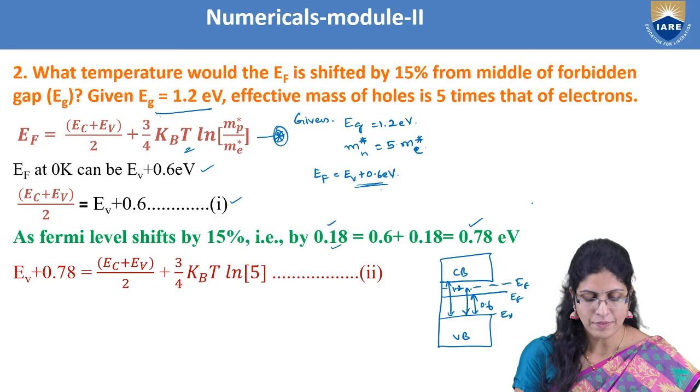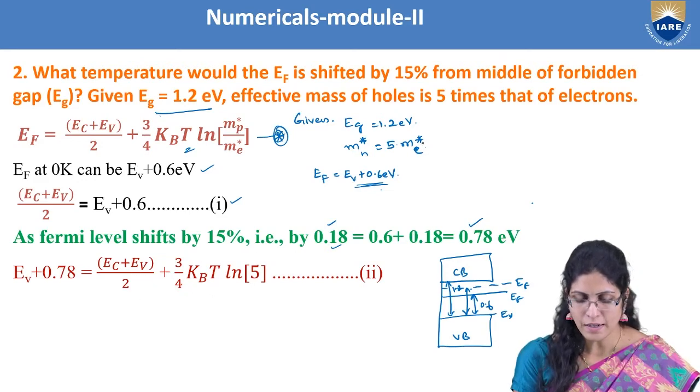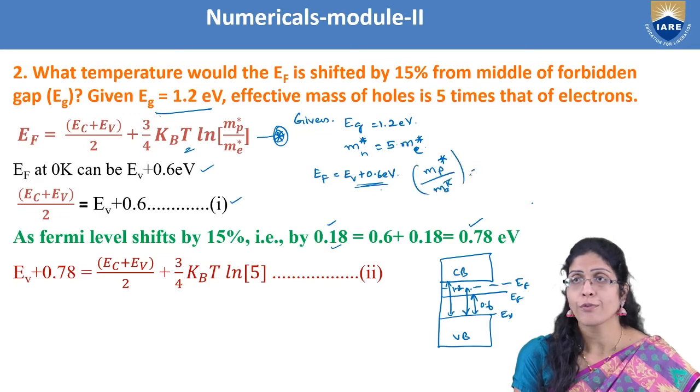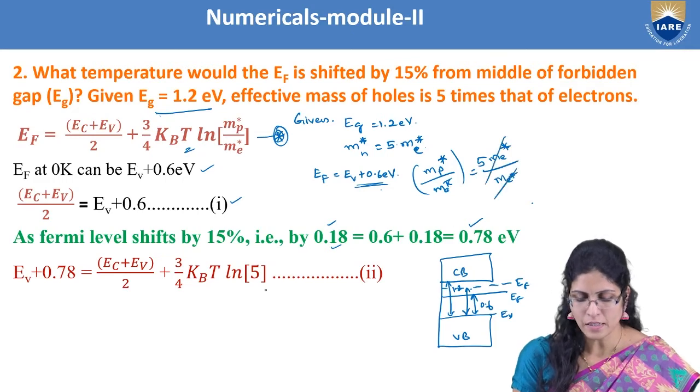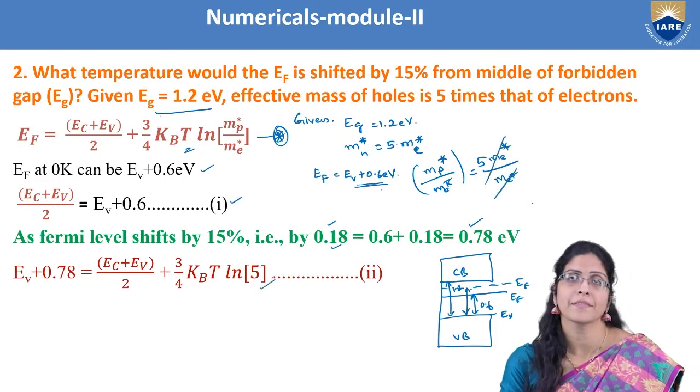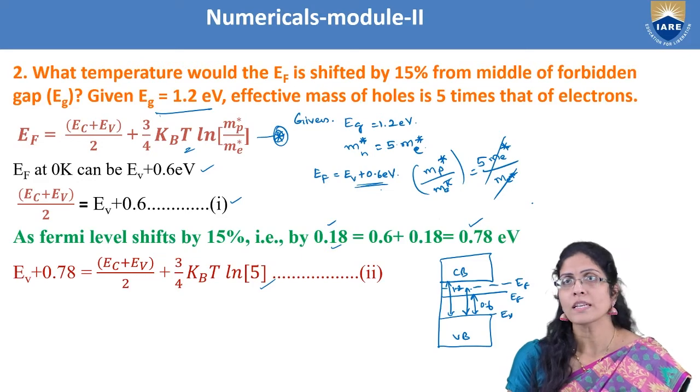Okay, EC plus EV by 2 plus 3 by 4 kBT ln of, what is MP star? MP star is nothing but MH star, which is 5. So MP star by ME star becomes 5 ME star by ME star. So what do you get? ME star gets cancelled. You are left with ln of 5. So now what do you need now? You need the temperature.